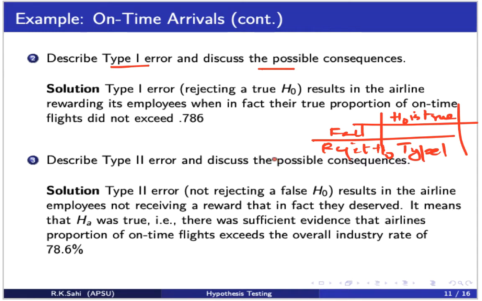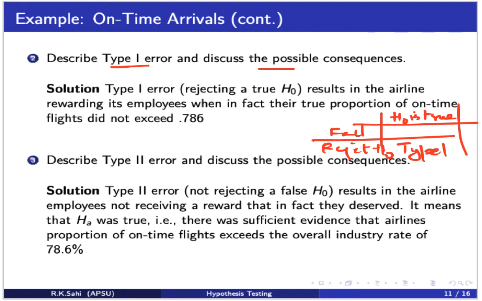This airline company says, oh, we are going to reward you because the sample data which they took actually ended up exceeding 0.786. So they ended up actually giving their employees a reward because they thought the proportion of their flights increased. But in reality, it did not increase. So what is happening is they are rewarding their employees even though the proportion of flights did not exceed. So that's a type 1 error.